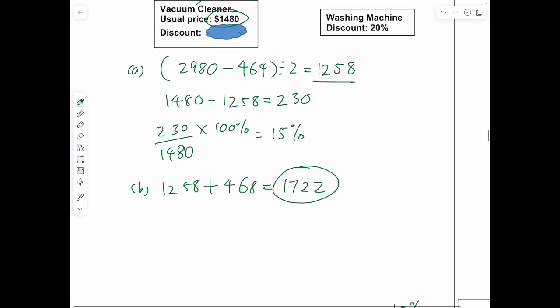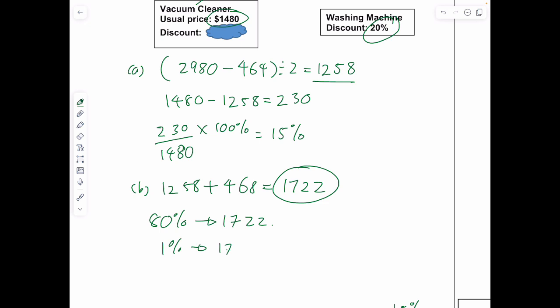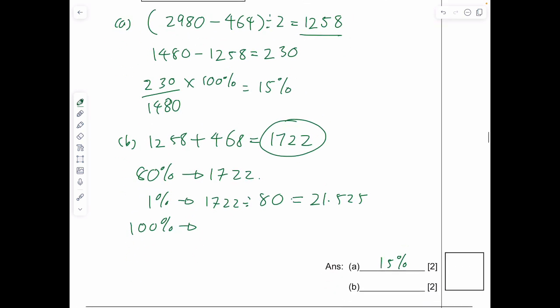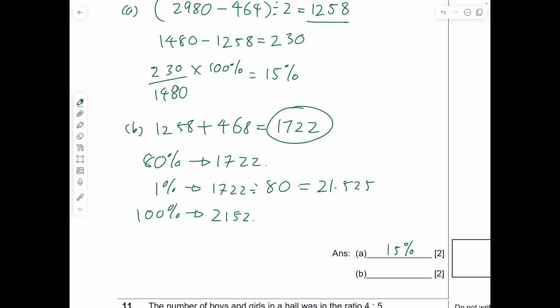Now they want you to find the original price. So this was actually at 80%. Why? Because the discount is actually 20%. So 100% minus 20% is 80%, is 1722. 1% would be 1722 divided by 80. And your answer would be 21.525. You want it at 100%. That would be 2152.50. Okay, so your answer is 2152.50.